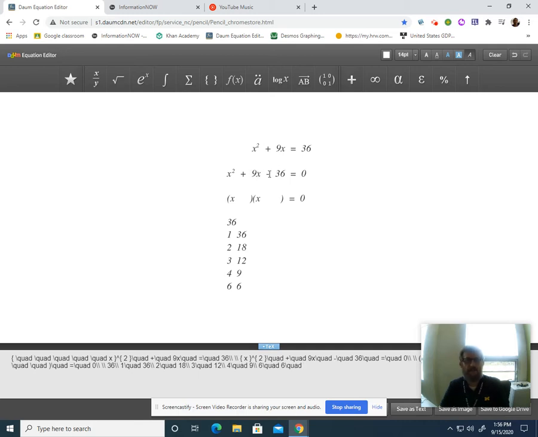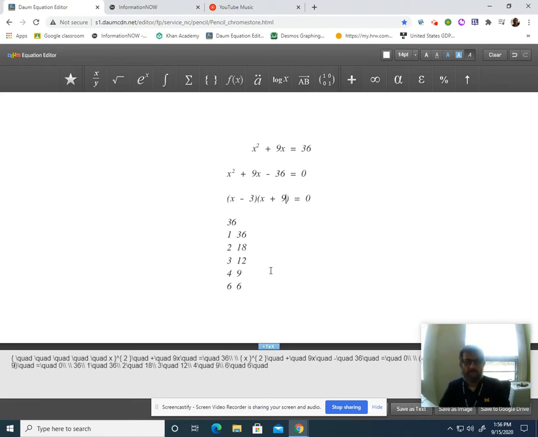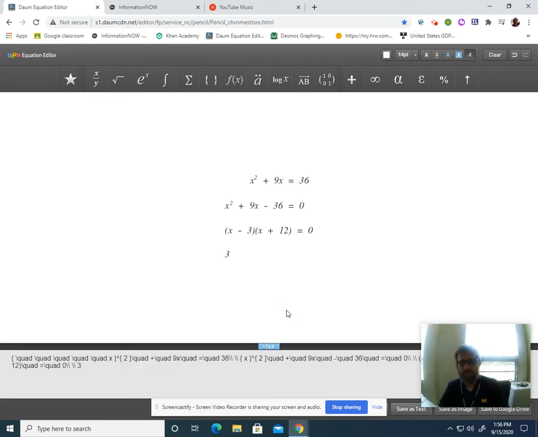Now because this is negative, I know one of them is positive and one of them is negative, so we're finding their difference, and I need ones that differ by 9, and that is right here, 3 and 12. And again, I want the 3 to be negative, so it's x minus 3, and then x plus 12. Now again, the reason for that is because these numbers multiply to give me 36, but they add to give me positive 9. So now I have factored.